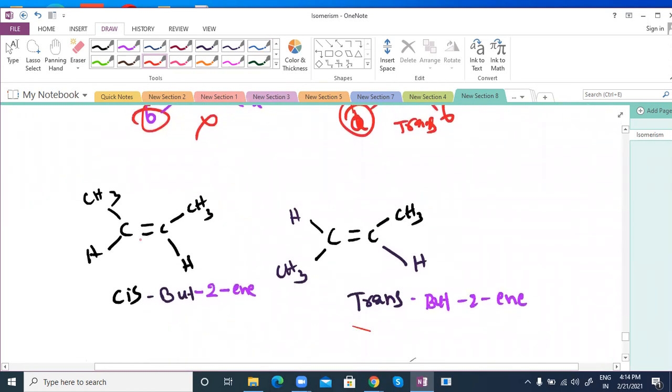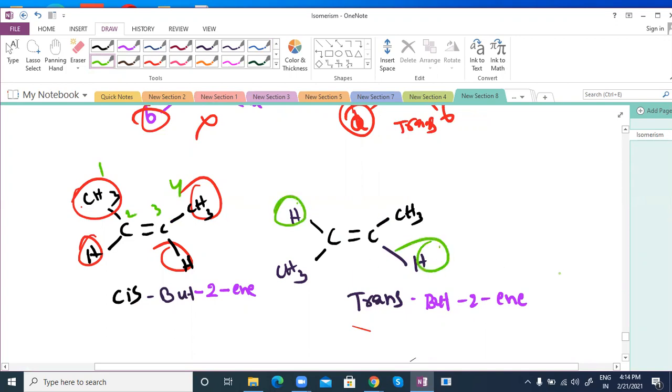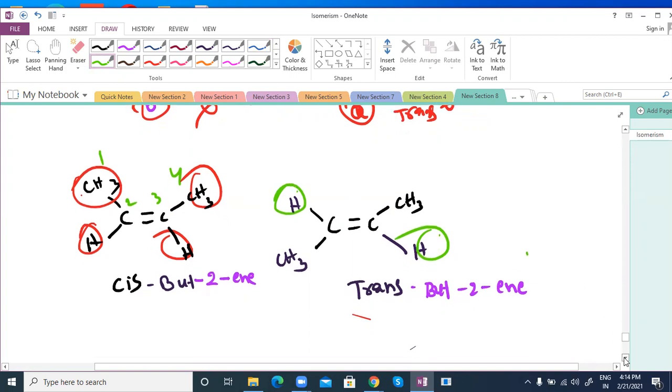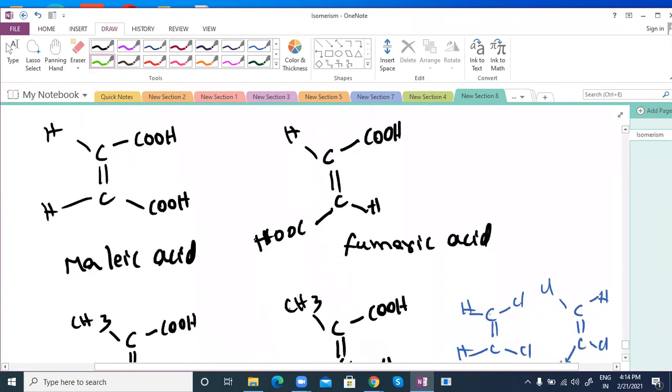I think we can see here this is cis 2-butene because two hydrogens are on the same side, or two methyls on the same side. Why butene? Because there are total 4 carbons: 1, 2, 3, 4. And this is trans because they are opposite to each other. That's why trans, but the same butene. So we'll discuss properties of cis and trans, which one has more melting point and boiling point also. This is generally more important.